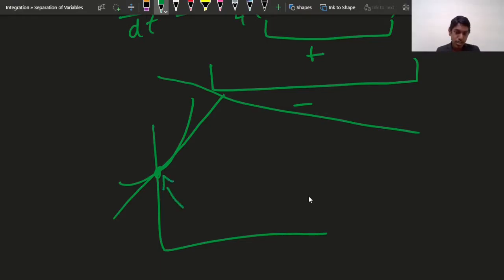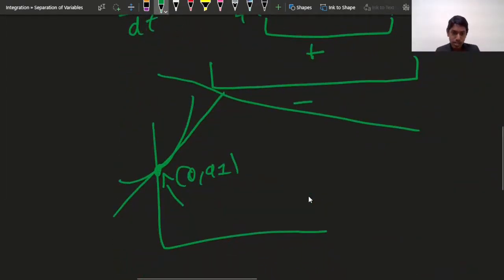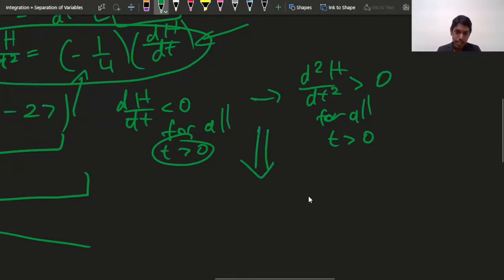So here is our actual point, maybe that's our 0.91, and then we've got our time t equals 3, right? So here's our approximation, and then there's our actual value. So we can see clearly that the star is under that open circle, so this is going to be an underestimate. So we know that part A was an underestimate.